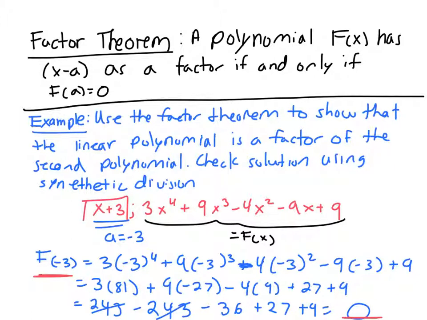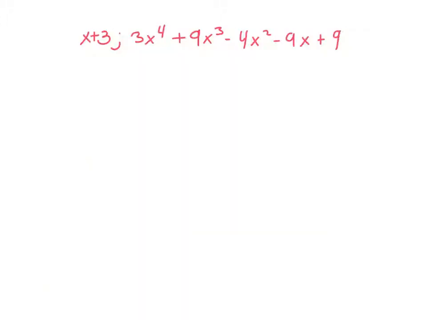Alright, so let's go ahead and check our answer using synthetic division. First, let's check that we're not missing any powers of x. 4, 3, 2, 1, 0. Good to go with that. Now I take all my coefficients: 3, 9, negative 4, negative 9, and 9. Then I take the opposite of this, so negative 3 instead of positive 3.